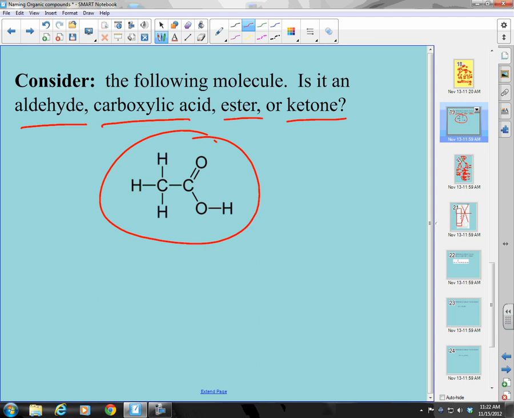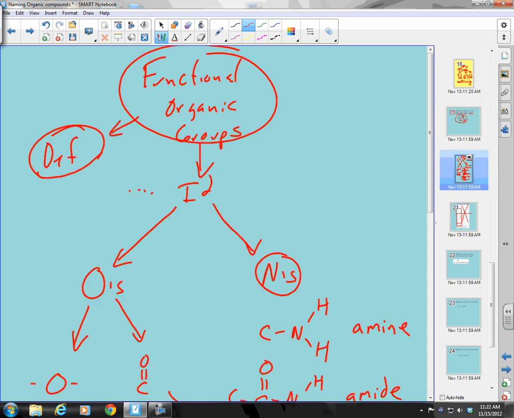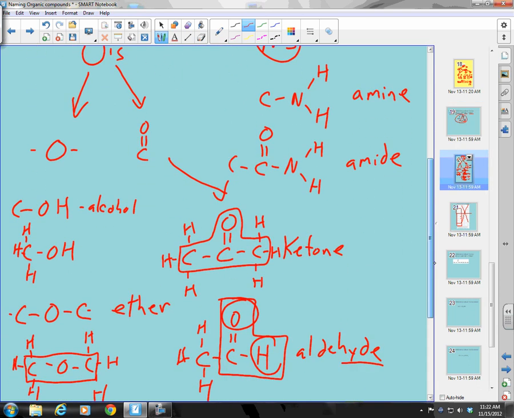Okay, I want to identify what this is. Well, I find my carbon here. I have a carbon double bonded to an oxygen, and then it ends in an OH. So I'm looking at my double bonded oxygens here, and the double bonded oxygen ends in an OH.